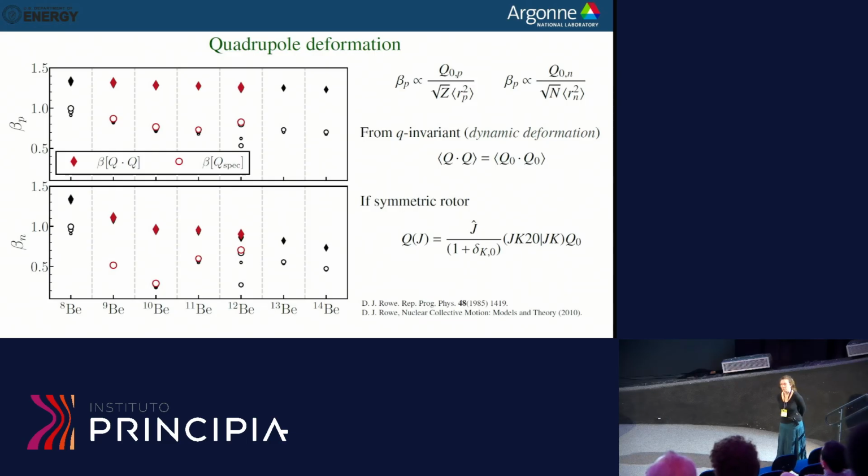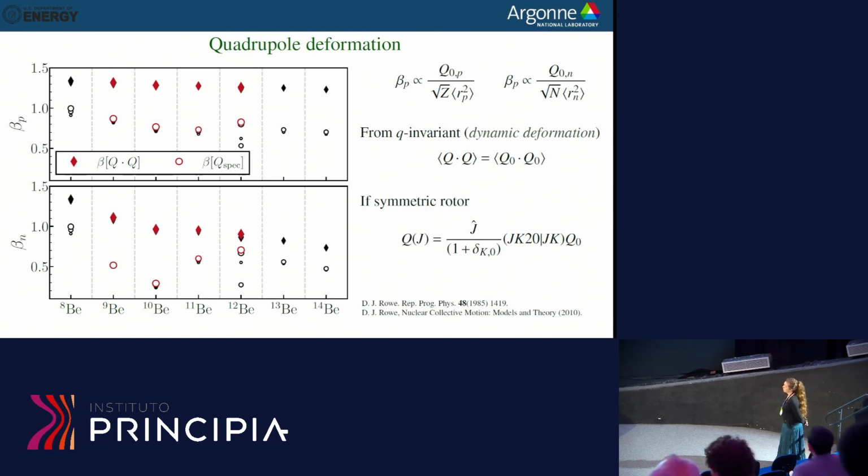Because this is a rotational scalar, you would expect that the expectation value of Q·Q in the lab frame would be equal to the matrix element of Q0, which is the intrinsic quadrupole moment, dotted with itself in the intrinsic frame. And so you can then extract out an intrinsic quadrupole moment that then allows you to calculate beta.